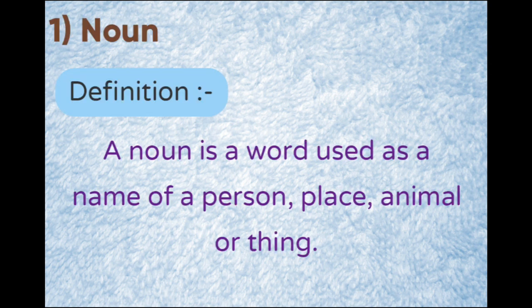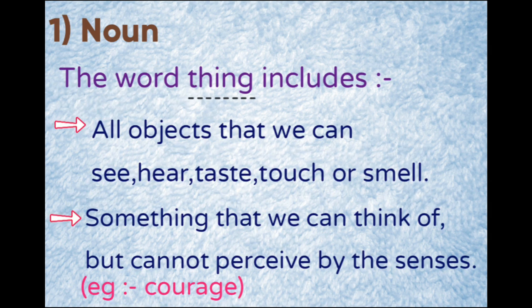Okay, so let's start. First, let's see what is a noun. A noun is a word used as a name of a person, place, animal, or a thing. Now, as mentioned in the definition, a noun is a word. But word means what? The word thing includes all objects that we can see, hear, taste, touch, or smell. Also, something that we can think of but cannot perceive by the senses, like for example courage.